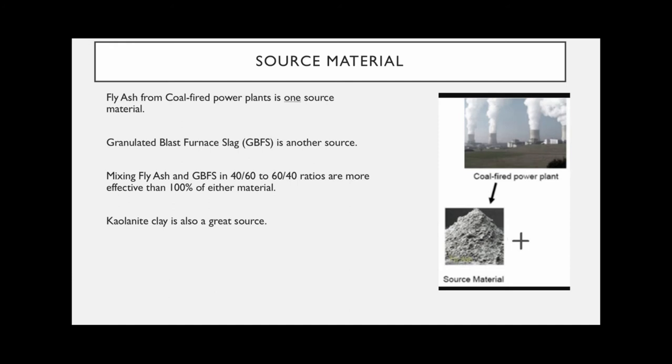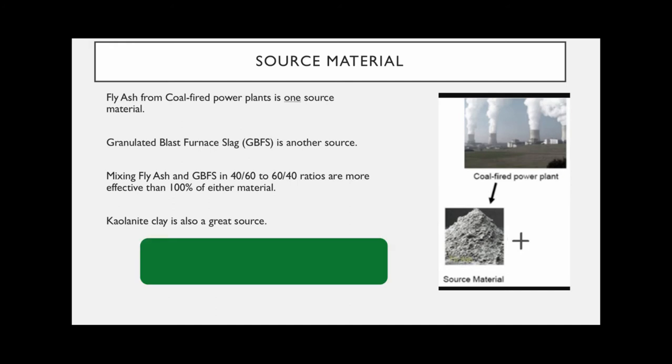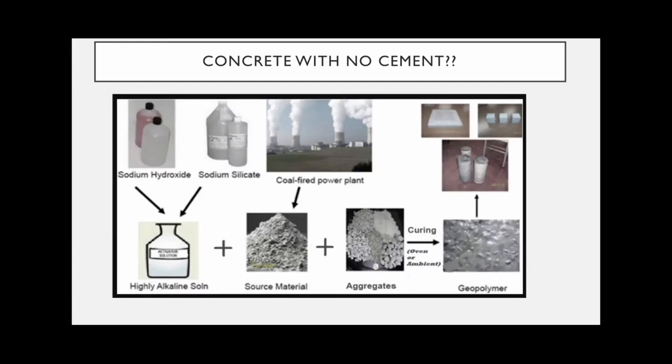And so what do all of these have in common? Well, they are all high in silicates and aluminates. And that should sound familiar, because those are the ingredients for the base materials for making cement. So we need those silicates and aluminates, and that is part of what creates the polymer chain in our geopolymers. So we're going to go back to our image.